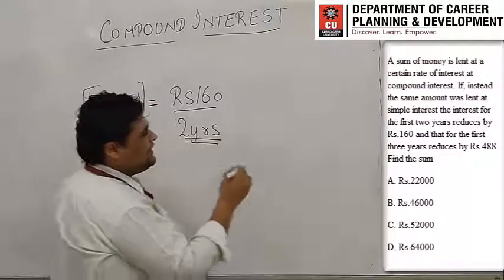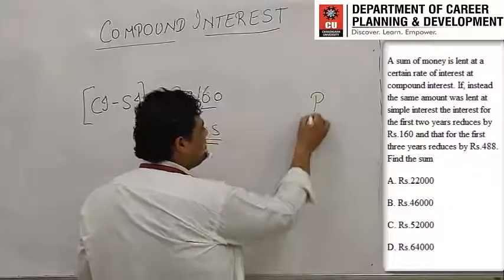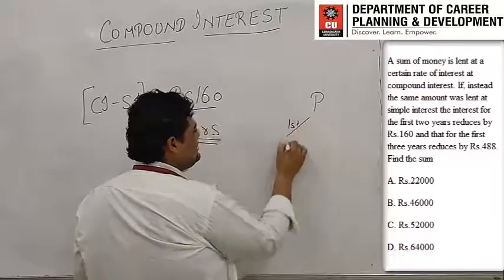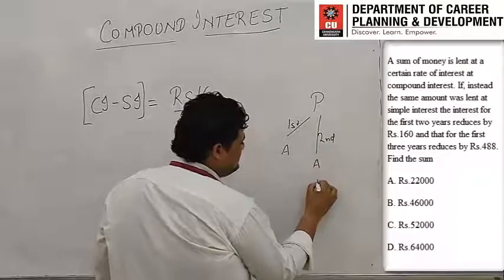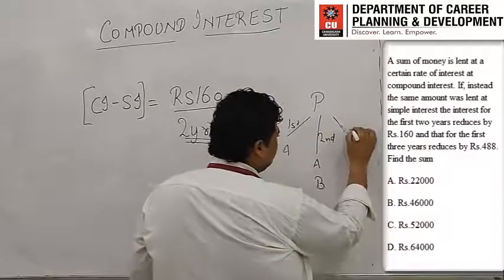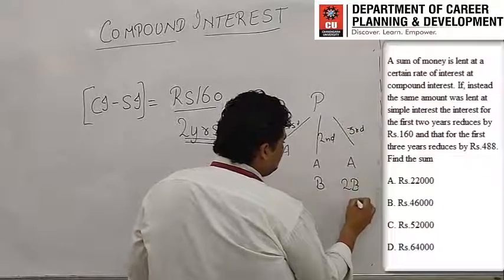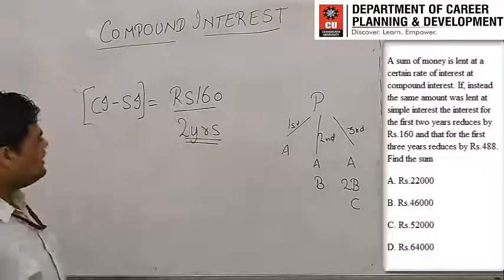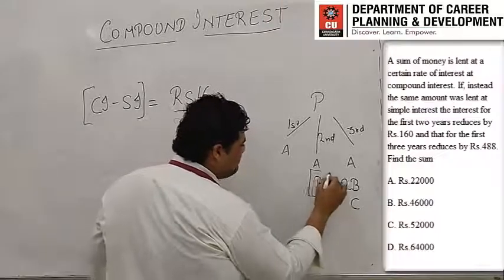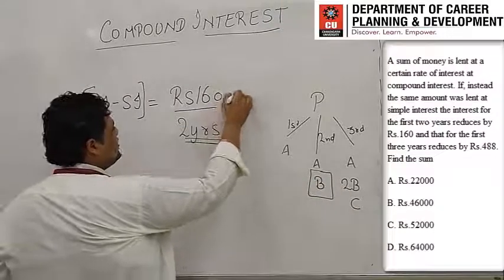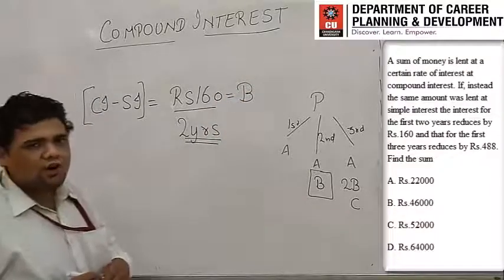And we have done this in a tree. I have shown you the tree approach. Here we have the principal, then for the first year we have A, for the second year we have A, B, and for the third year we have A, 2B and C. The difference between CI and SI for the 2 years is the value of B. So this 160 is directly the value of B.